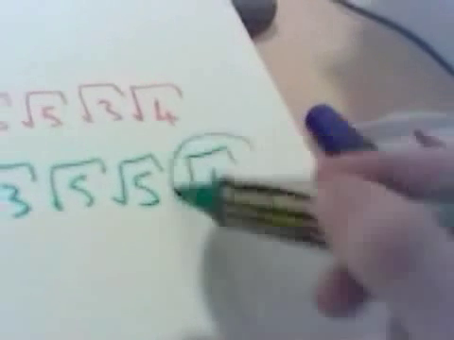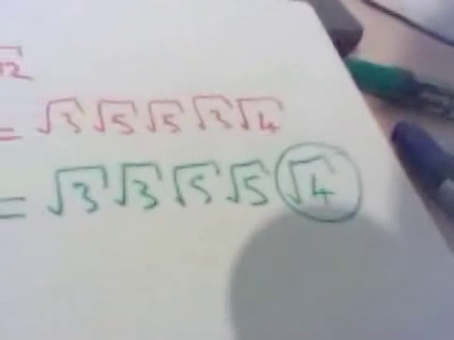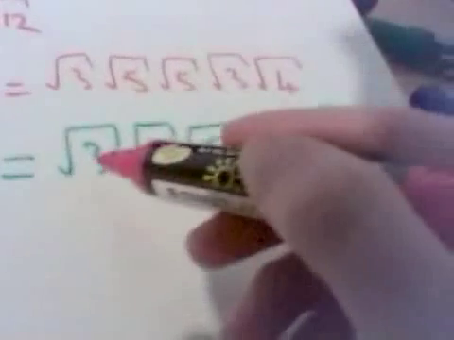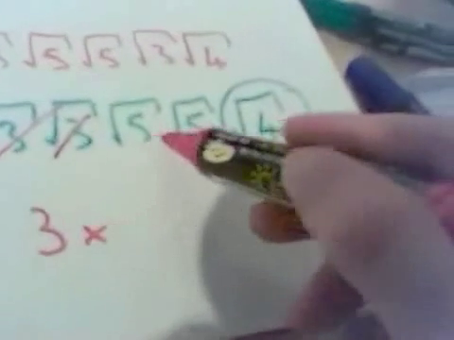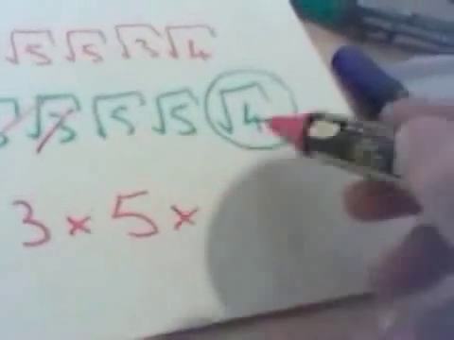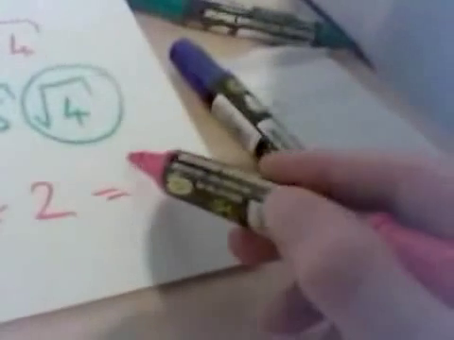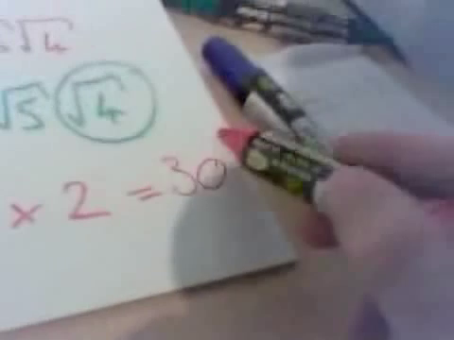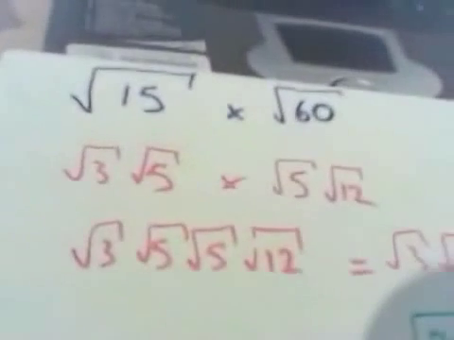I haven't put that in ascending order because I know root 4 is 2, so I'm not going to try to break that down any further. I've got root 3 times root 3 is 3, root 5 times root 5 is 5, the square root of 4 is 2. Give me an answer of 30. Who'd have thought root 15 times root 60 is 30?